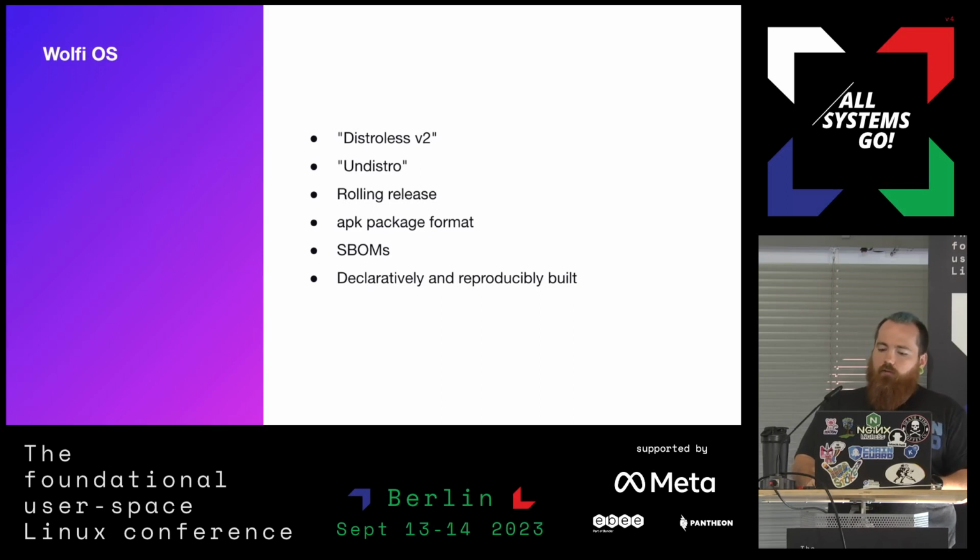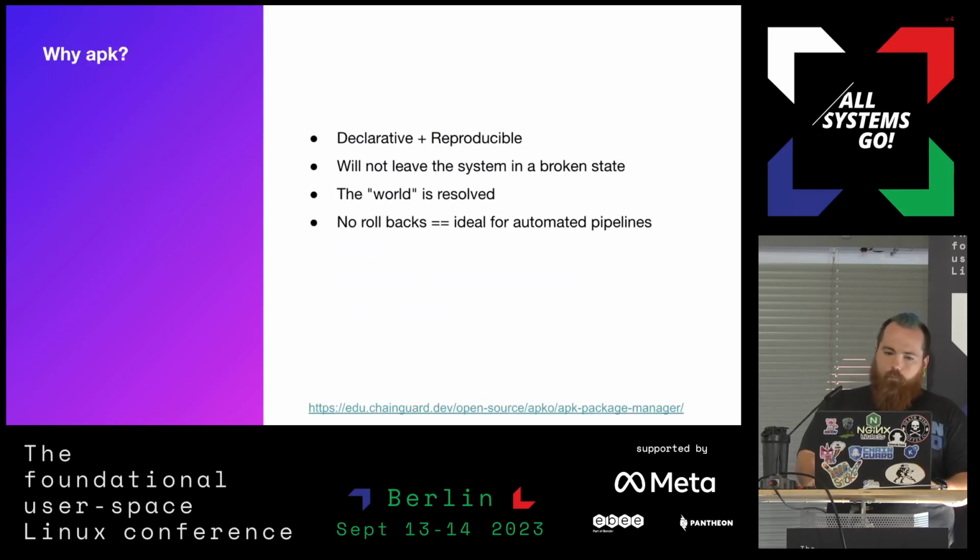Exactly, declarative and reproducible builds, so we should have the same outcome every single time that we build a package and then an image as well. Right now we currently only support x86_64 and ARM. But why do we use APKs? Like we've talked about before, it's declarative and reproducible.